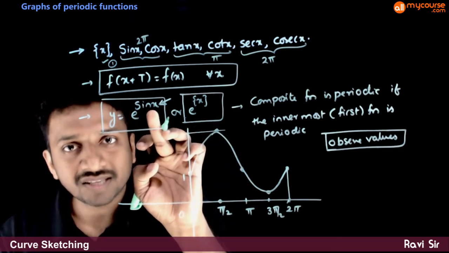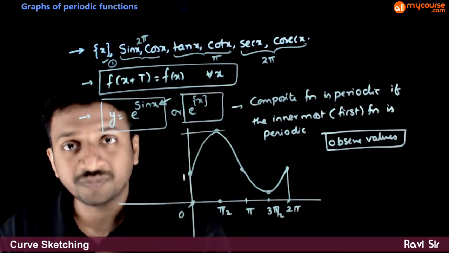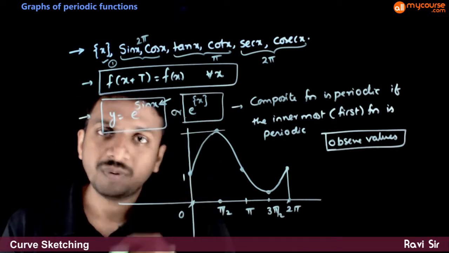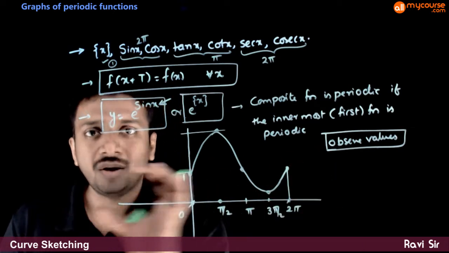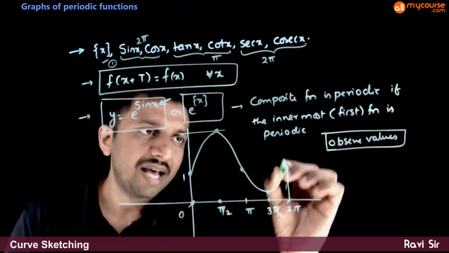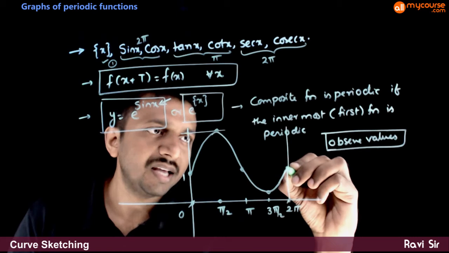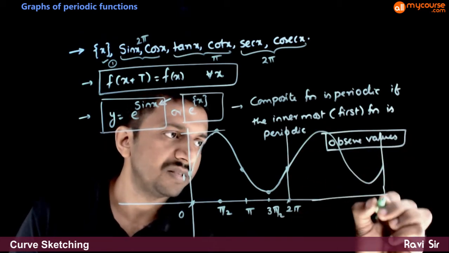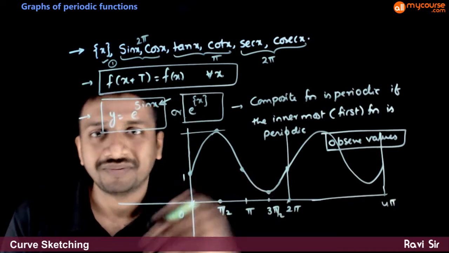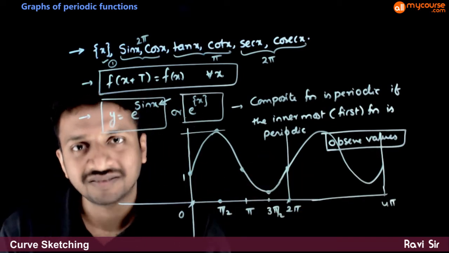Now we know that because sin x is periodic, the innermost function is periodic, e power sin x should also be periodic. So you just need to continue this graph over and over again. So as we go up, again the graph looks something like this. So this is 4 pi. It is as simple as this.